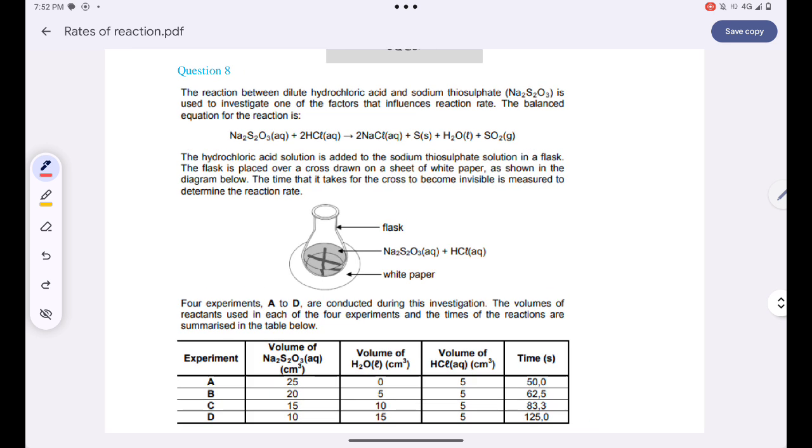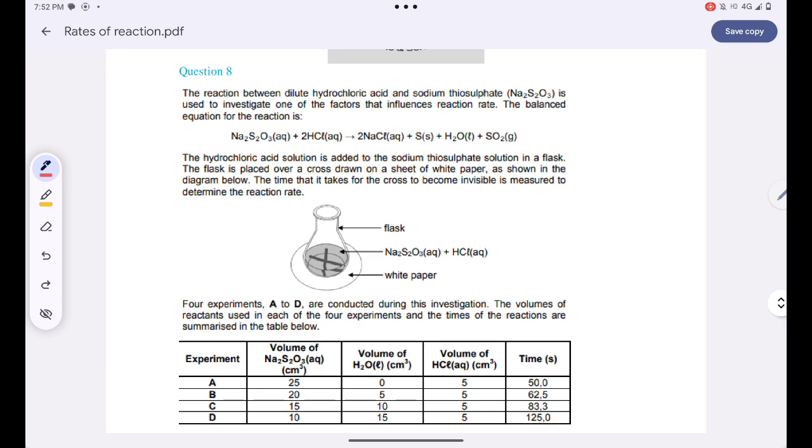Okay, we are told that the reaction between dilute hydrochloric acid and sodium thiosulfate is used to investigate one of the factors that influence reaction rate. The balanced equation for the reaction is given below. We have our sodium thiosulfate and hydrochloric acid as our reactants, and then they will give us the products, and the products are sodium chloride, sulfur, water, as well as sulfur dioxide.